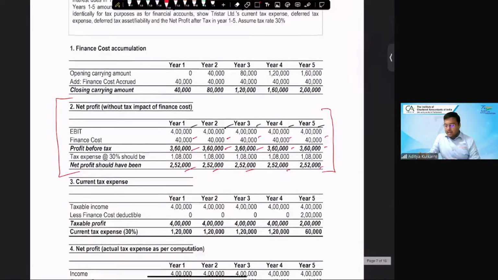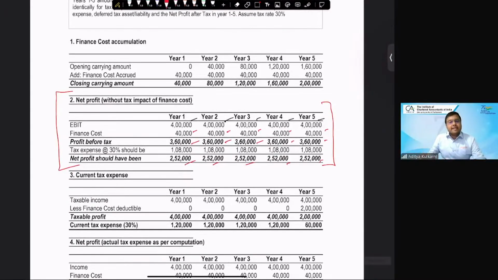But now what is happening? Am I getting a deduction of this? Answer is no. So year 1, it is 0. Year 2, it is 0. 3, 4, it is 0. In the 5th year, you are making the full payment. So 40,000 into 5, you are making the full payment of 2 lakhs in year 5. So therefore, your tax expense actually is 1,20,000 for the first 4 years and 60,000 for the 5th year.